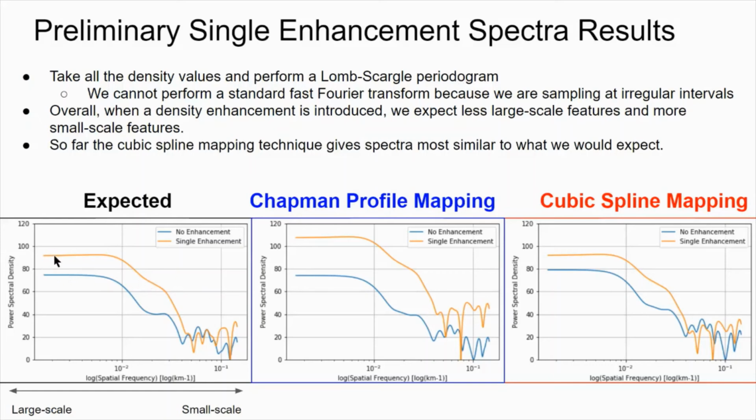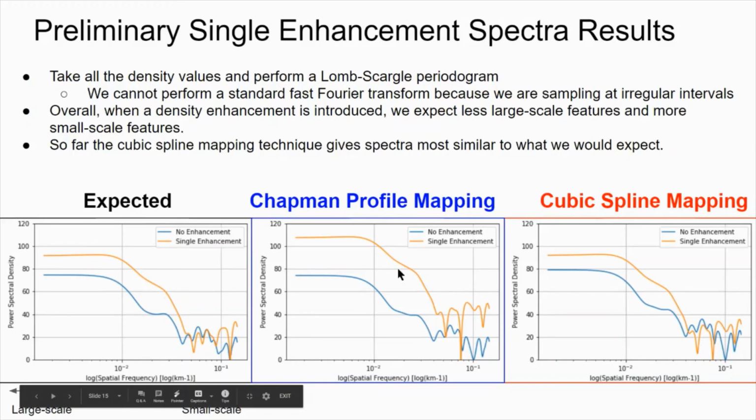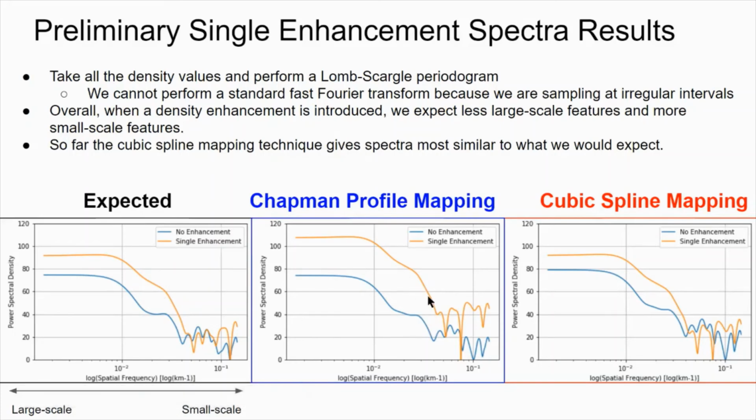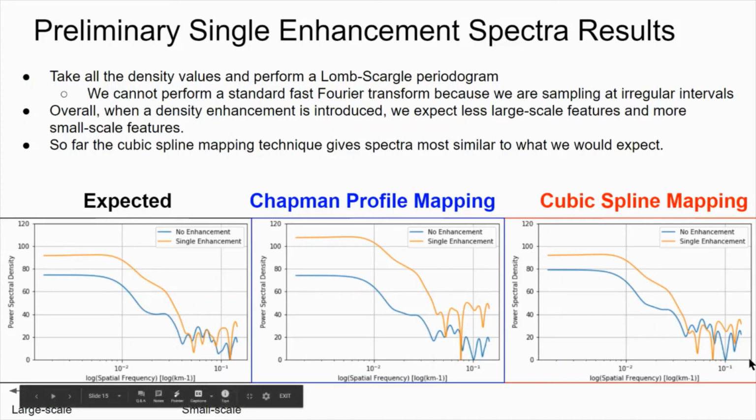So these are the different spectra that I get. This is the spectra that I would expect for when I do and don't have a polar cap patch sitting in here. This is the spectra that I get for when I do Chapman profile mapping to 350 kilometers. And this is if I do a cubic spline mapping up to 350 kilometers. And one thing I do appreciate is that we were expecting that all these should in some sense look like a sinc function. And we are seeing that. We're seeing little variations in the tail.